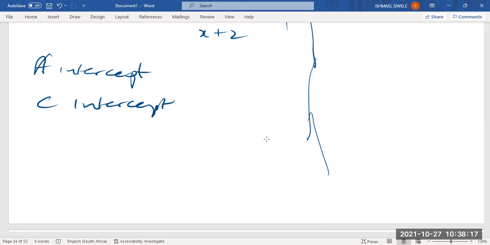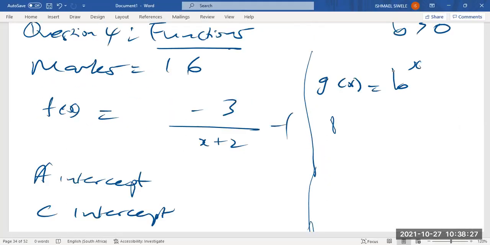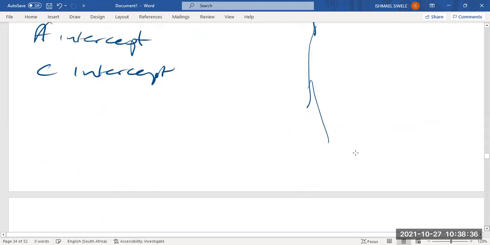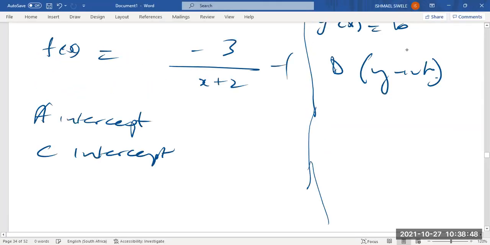So let's see what it is that they want us to do with that whole lot of information. D is the y-intercept of g, right? And then what else are we given? E is a point that lies on g, right? So on g we have the point E as well. So I'm just going to write it like this. I'm going to write a lot.